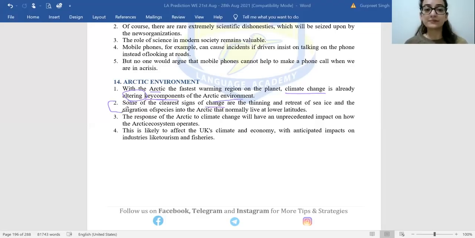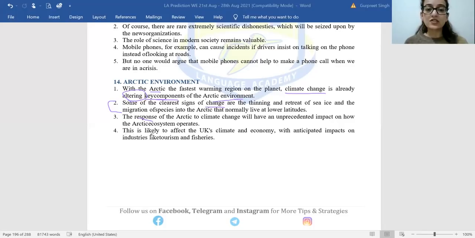So these are the things which are happening there, which are being changed. So we said that there are changing things in the Arctic environment. Then we gave examples of what is changing. Then we say the response of the Arctic to climate change. These are happening. What will be the response, the answer of the Arctic to these changes? The response of the Arctic to climate change will have an unprecedented impact on how the Arctic ecosystem operates.